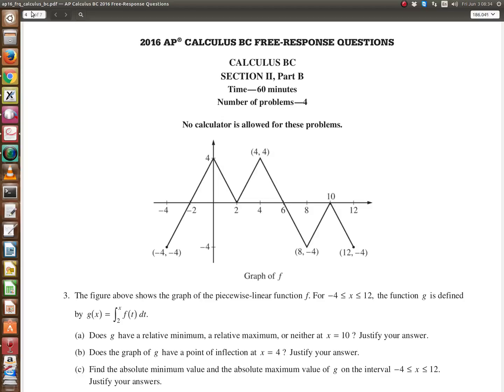Remember, the first derivative test says where the derivative changes sign, you can have a min or a max. If it changes from positive to negative, it's a max. If it changes from negative to positive, it's a min. But you check the critical points, where g prime is 0 or undefined. So g prime is 0 at 10. But g prime is f, and f before 10 is negative, and f right after 10 is also negative. So there is no min or max, it's neither.